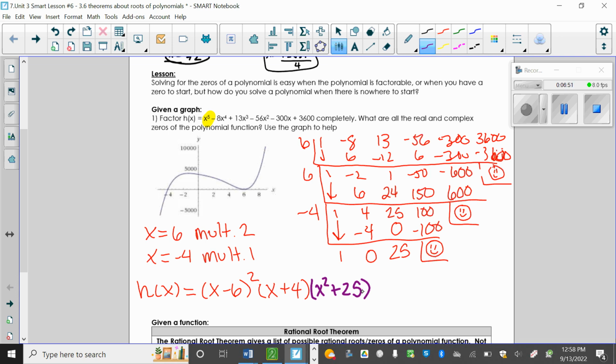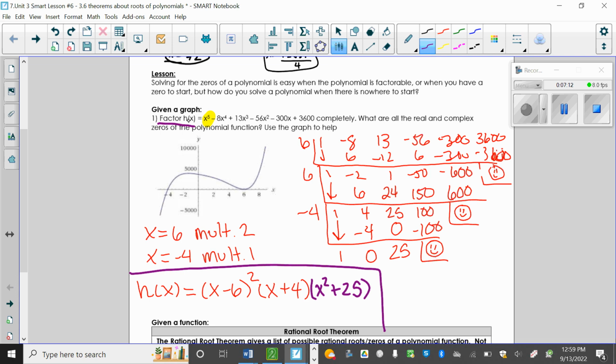If x squared plus 25 were to factor further, we would then factor that polynomial. However, x squared plus 25 does not factor to have real factors. It would have complex roots. So this is completely factored. That was part A, factor h of x.